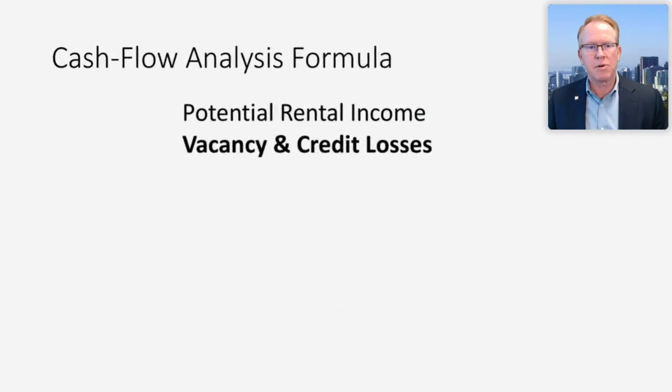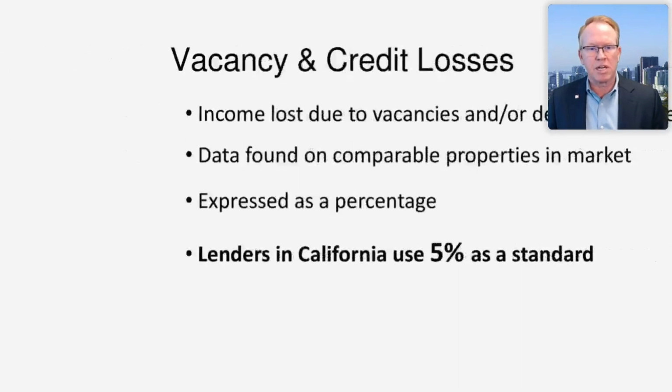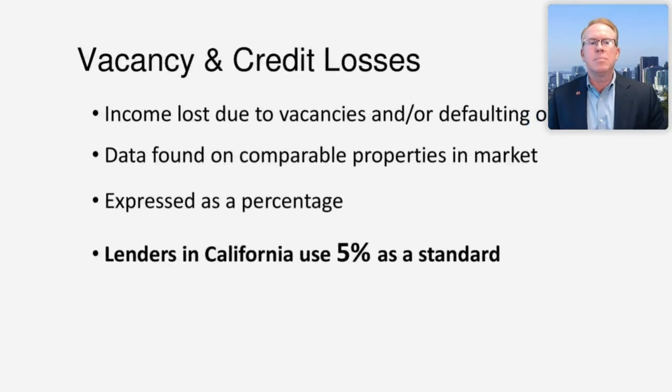Next, we need to figure out what the vacancy and credit losses are. Now, vacancy and credit losses are income loss due to vacancies over the course of a year, or credit loss, maybe a tenant was unable to pay. With the recent pandemic, that's become an issue. So typically there's another number that's assigned to this number of vacancy and credit losses. And again, that can be found with comparable properties that are in the marketplace.